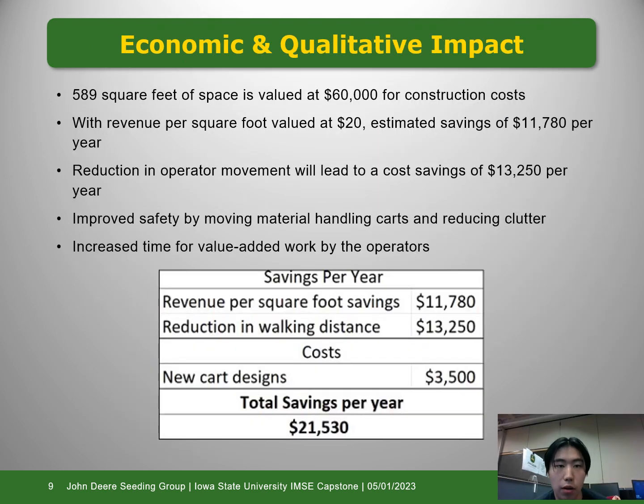For our economic and qualitative impact, we calculated that 580 square feet of space is valued at $60,000 for construction costs. With revenue per square foot valued at $20, we estimate savings of $11,780 per year. We calculated the reduction in operator movement that will lead to a cost savings of $13,250 per year. We improved safety by moving material handling carts and reducing clutter, and increased time for value-added work by the operators.